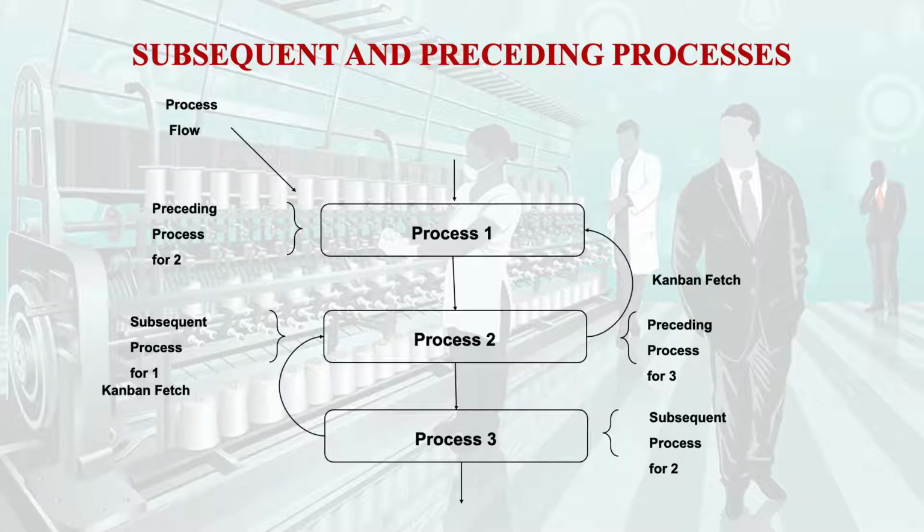A process can be the preceding and the subsequent process of many other processes at the same time. If I want to explain this, a process A may have 3 or 4 subsequent processes. Similarly, a process may have more than 2 or 3 preceding processes. That is the meaning of this sentence.